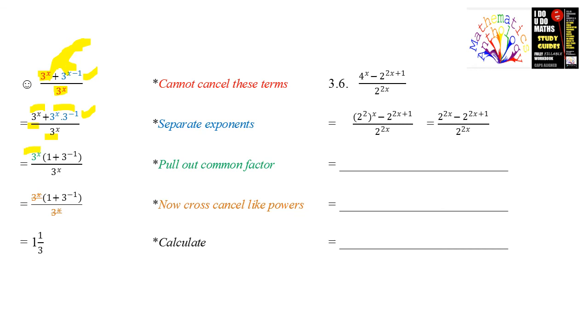If we pull that out, 3 to the power x times what will give me my first term on the top, 3 to the power x, that's going to be 1. Then for my second term here, 3 to the power x times what will give me 3 to the power x times 3 to the power negative 1, that's going to be 3 to the power negative 1 here. All over 3 to the power x, my denominator. Now, because I've pulled out my common factor, I can cancel off my 3 to the power x on the top and the bottom. I'm left with 1 plus 3 to the power negative 1, and that is actually 1 1/3.